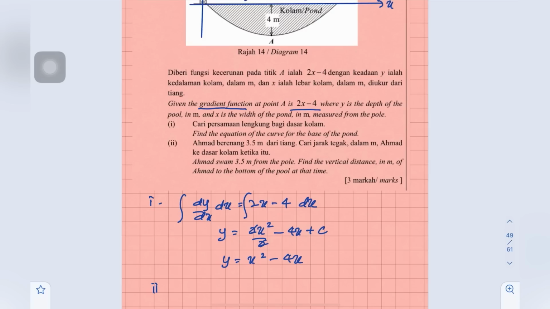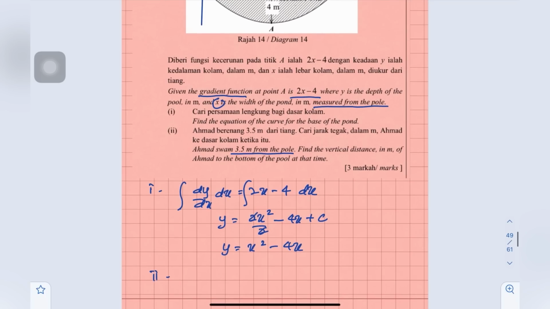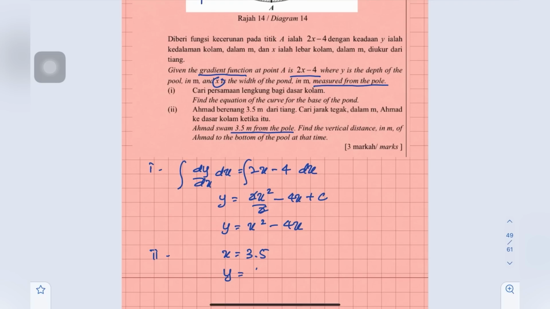Okay, part 2. Ahmad swam 3.5 meters from the pole. Find the vertical distance in meters of Ahmad to the bottom of the pool at that time. Okay, so it says 3.5 from the pole. And here it also says x is measured from the pole. So the 3.5 is x. So when x equals 3.5, y is 3.5 squared minus 4 times 3.5.